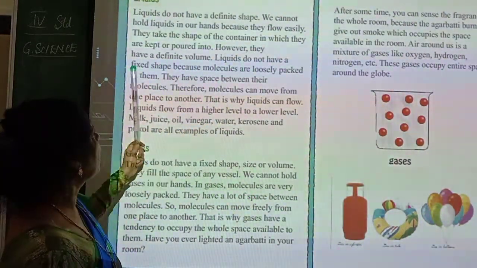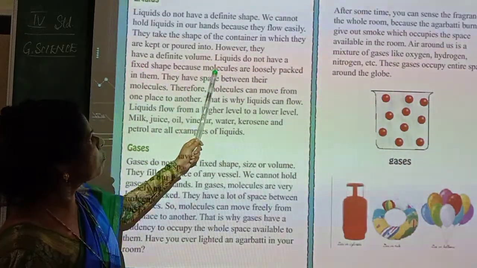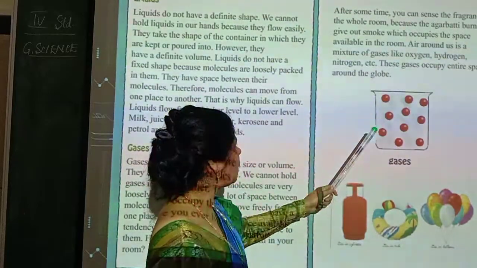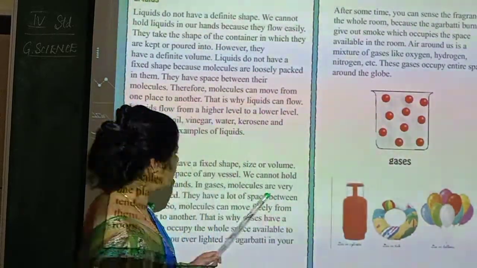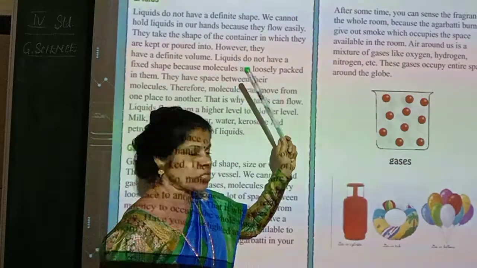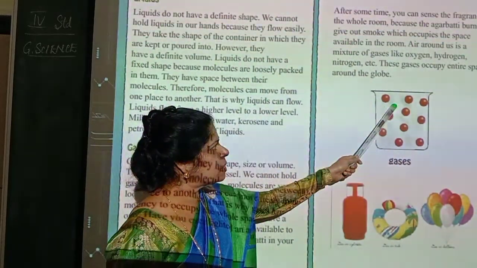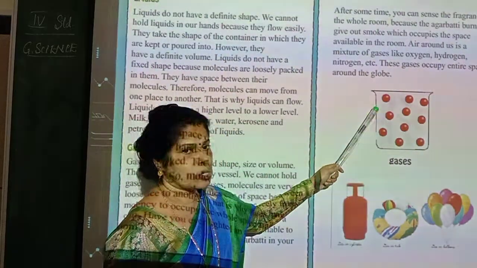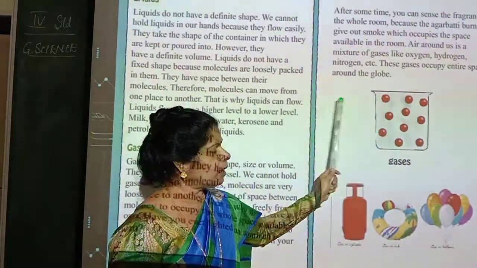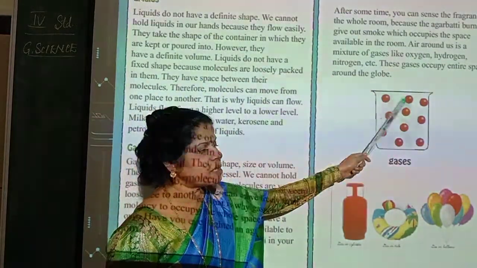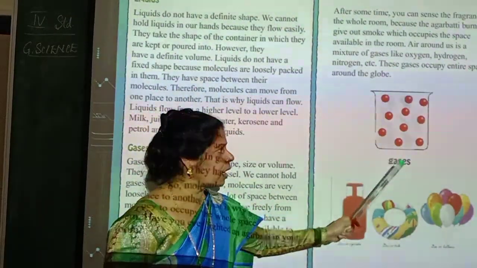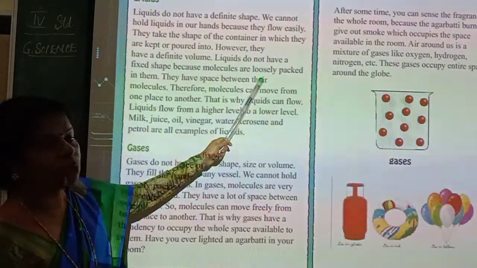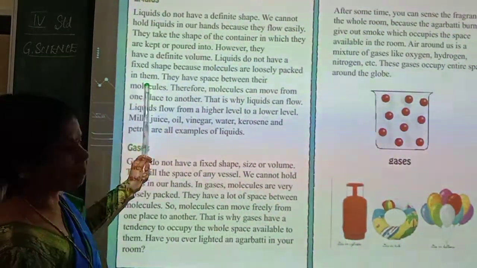Liquids do not have a fixed shape because molecules are loosely packed. You see the molecules? They are loosely packed. Here is the gaseous form. In liquid form, you have seen solid and gaseous in between. Means a little more space you can see here. In solid it is fully tightly packed. In liquids, a little loosely packed. But in gas, it is fully loosely packed. Okay. So, liquids do not have a fixed shape because molecules are loosely packed in them.